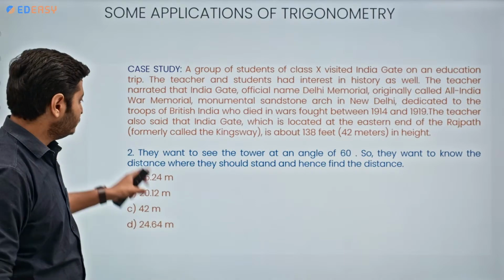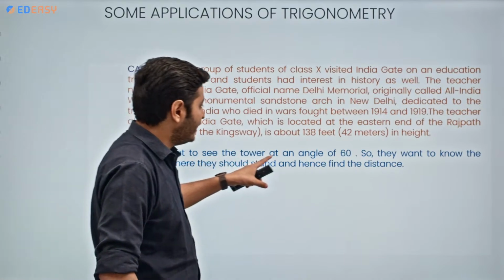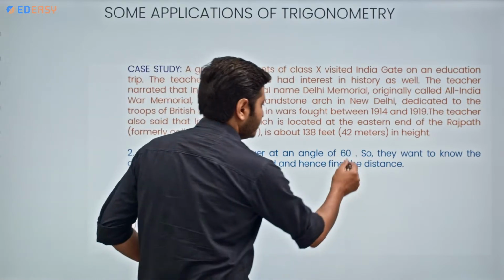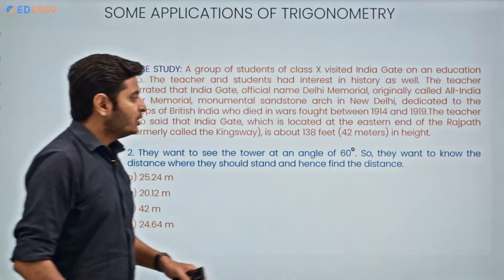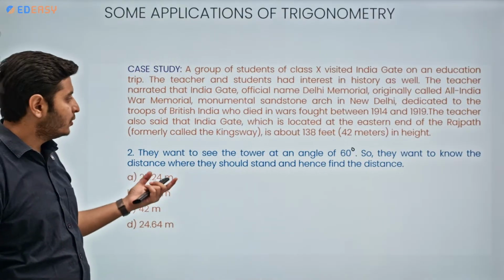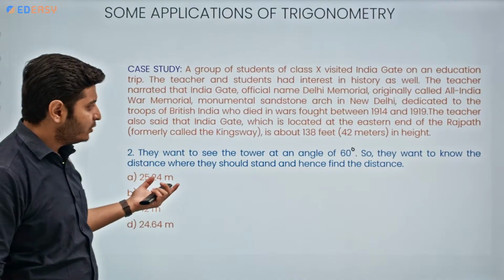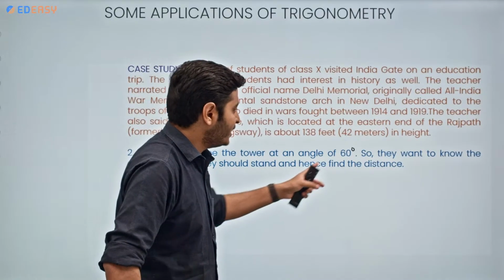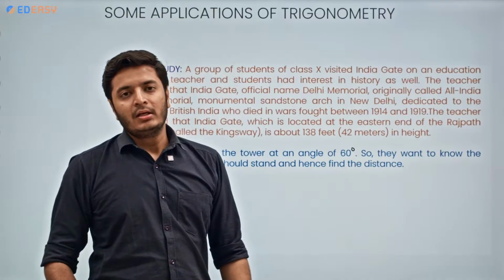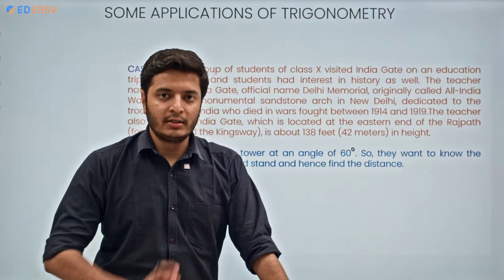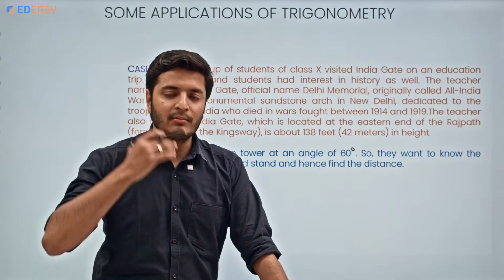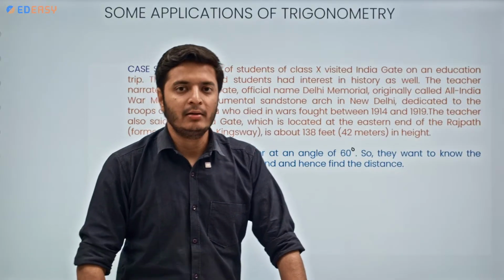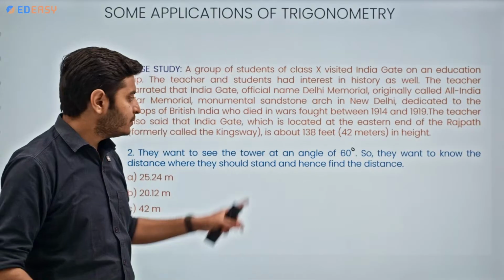Next one. They want to see the tower at an angle of 60 degrees. So they don't want to know the distance. So they don't know where they should stand, and hence we need to find the distance. They are not having any idea where they should be standing, so that they will be watching the India Gate at an angle of elevation of 60 degrees.